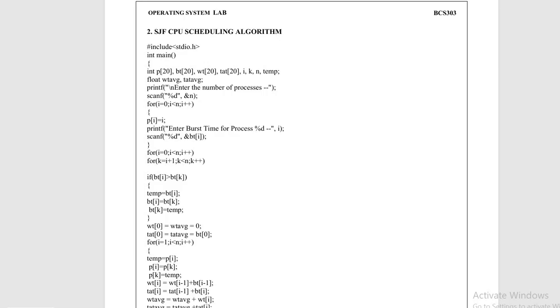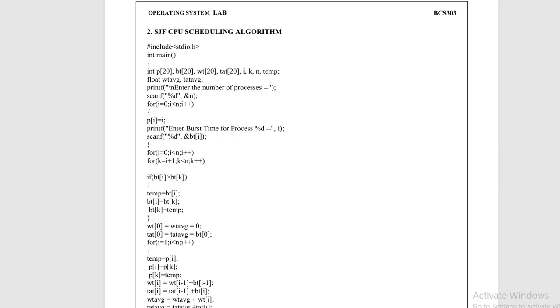Next we need to read the number of processes, right? In order to do that, we have given printf and the number of processes. Next we need to read the burst time and assign the process IDs. Here we are giving burst time for each and every process, starting from P0, P1 and P2.